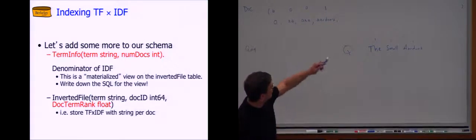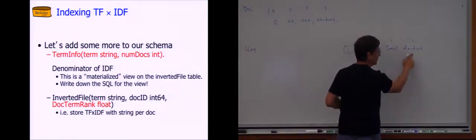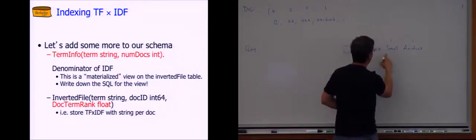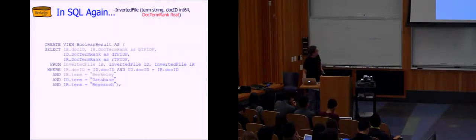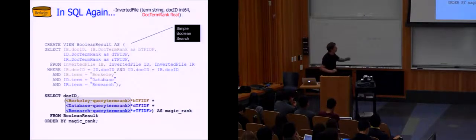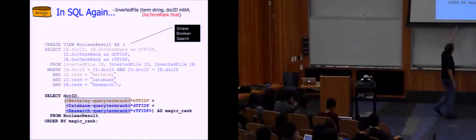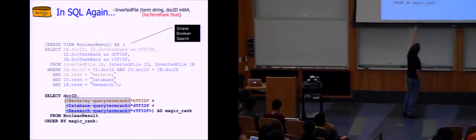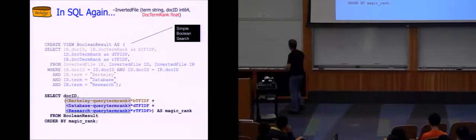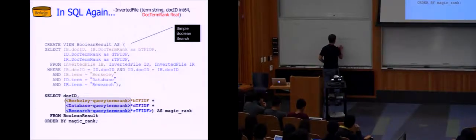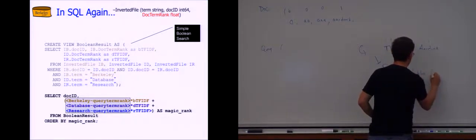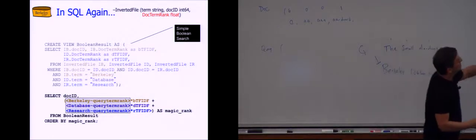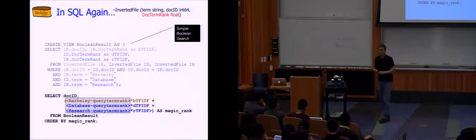So before we issue this query, we will look up the term info information for these. That will generate for this query the TF-IDF for the, small, and aardvark, and we'll pass them into the select list in this little box. So the result of looking those things up is the Berkeley query term rank, the database query term rank, and the research query term rank. Sorry, the query we changed to was Berkeley database research. And that expression you see of the multiplication and addition is just the dot product.